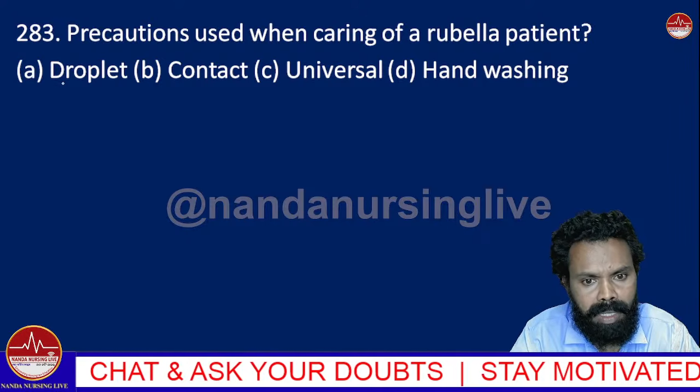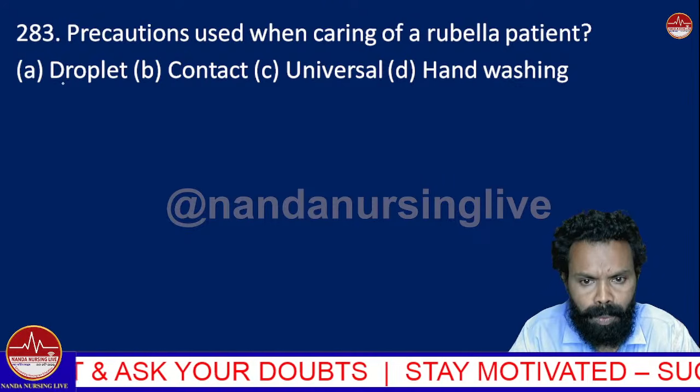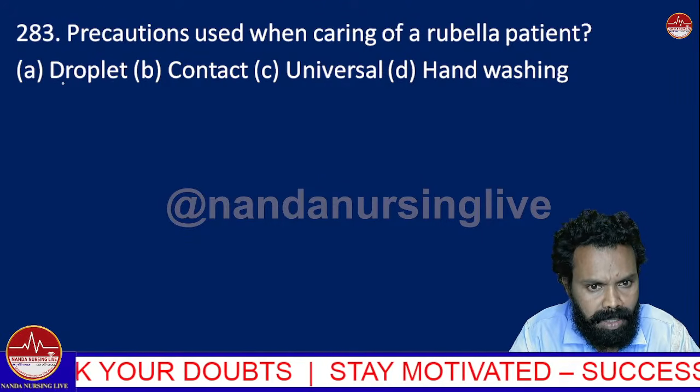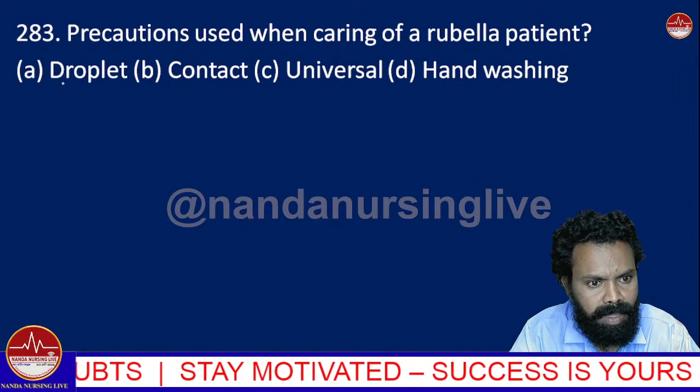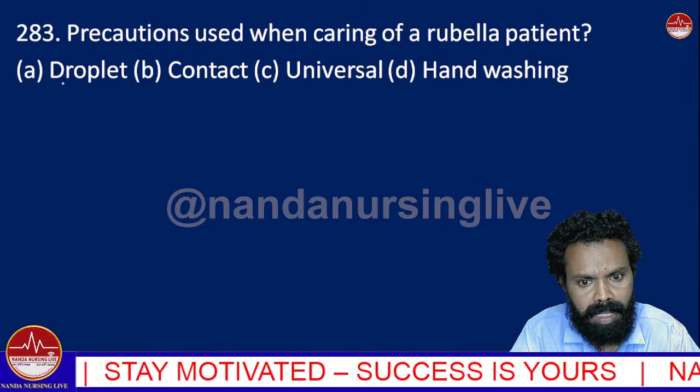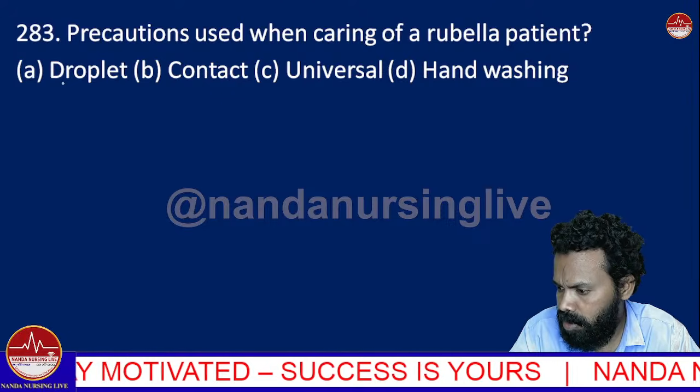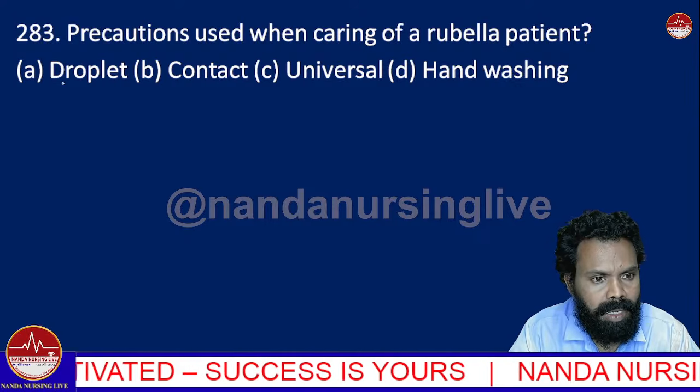Precaution used when caring for a rubella patient. Option A is droplet. Option B is contact. Option C is universal. Option D is hand washing. So which option is the correct answer, beta?